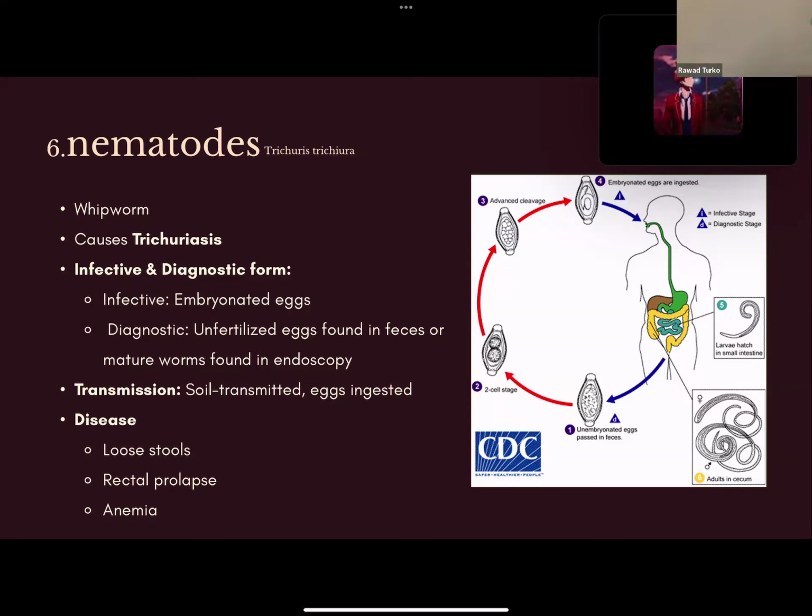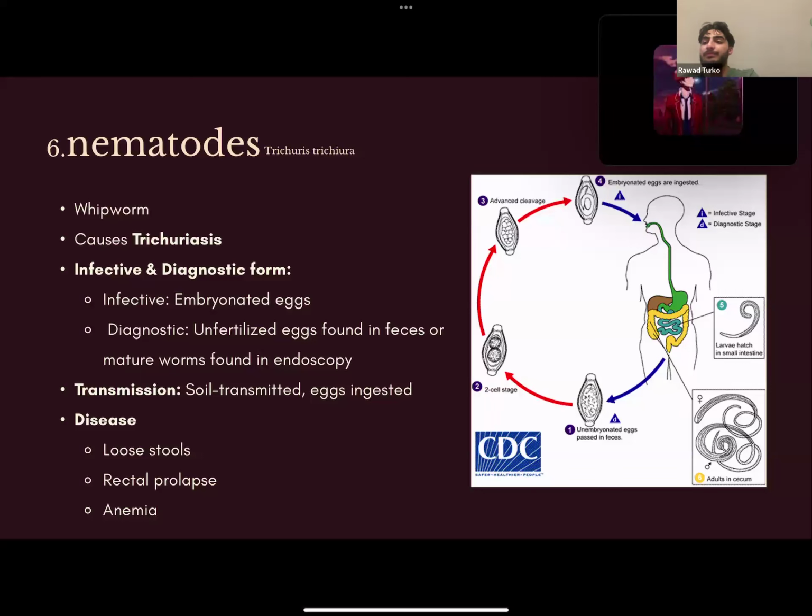Okay. So the infective stage are, again, similarly to Ascaris, the embryonated eggs. The diagnostic stage is the unfertilized eggs found in the stool or the mature worms found in endoscopy. Similar transmission, so it's soil transmitted. The eggs are ingested. And the disease, this is important: loose stools, rectal prolapse, this is really important, and anemia.